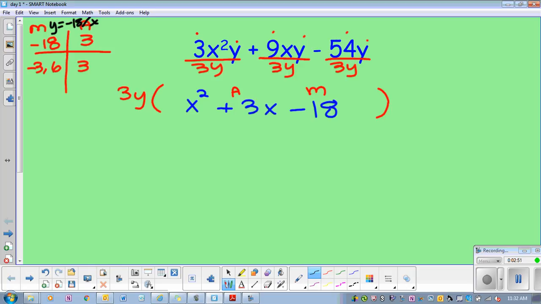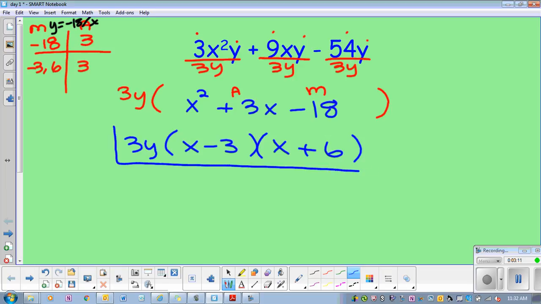Since we have negative 3 and a positive 6, we have just a plain old x squared. That means I can go straight into my double parentheses, x and x, right? Minus 3 because there's a negative 3, and plus 6 because it's a positive 6. Please don't forget to bring down your GCF. And then you're done. You can't factor this anymore. Yes? Questions?